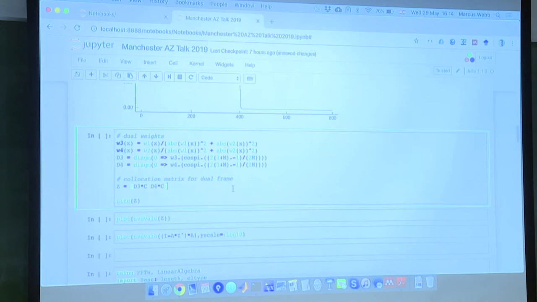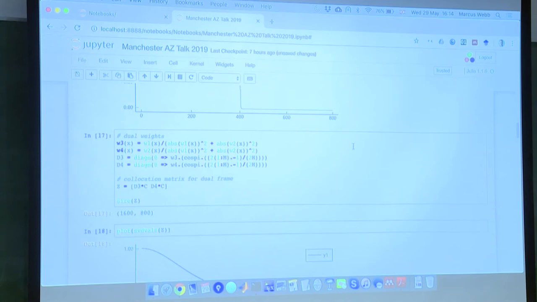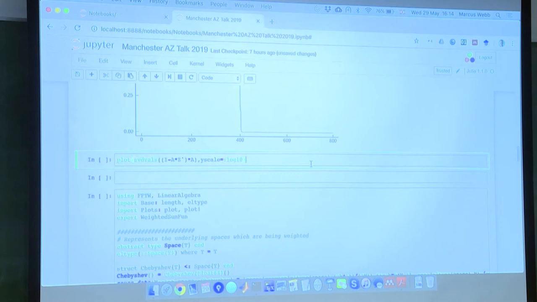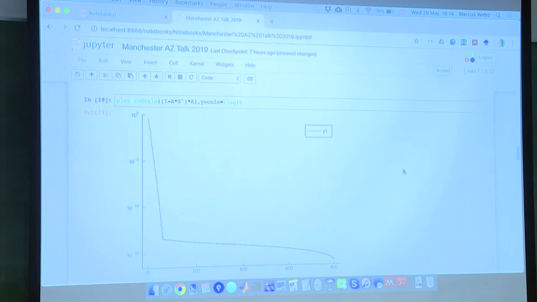Now, what I mean by this dual frame is I just do the same sort of collocation matrix, but I divide the weights by the sums of the squares of the weights. If I use that matrix and call that Z, it has a similar decomposition. But if I look at this I minus A Z star A, it's actually a numerically low rank matrix, and its rank is order log n.